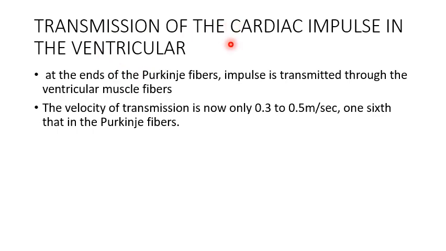Now the signal should transmit through the cardiac muscle wall, or the ventricular muscle wall. After reaching the end of the Purkinje fibers, the impulse should be transmitted through the same ventricular muscle fibers. Now they will conduct these signals. The velocity of transmission now in these ventricular fibers is about 0.3 to 0.5 meter per second, which is 1/6 of the Purkinje fibers. So it's less speedy, or it's slower than the Purkinje fiber conduction.